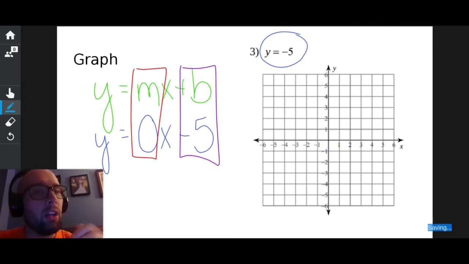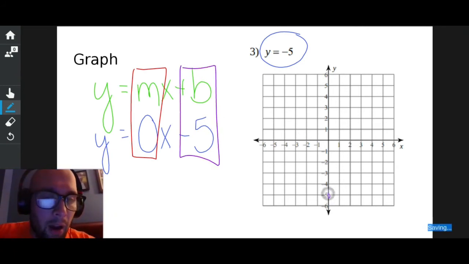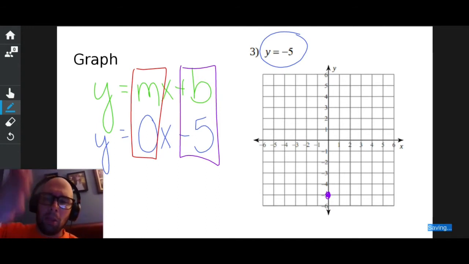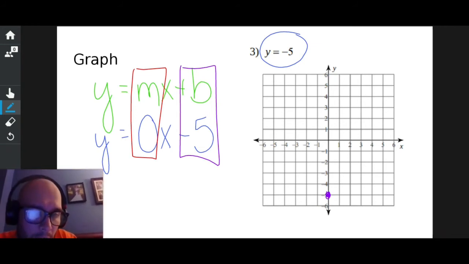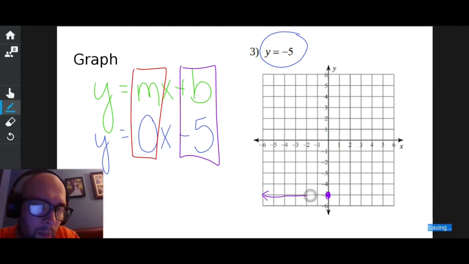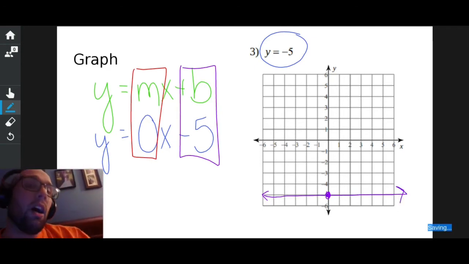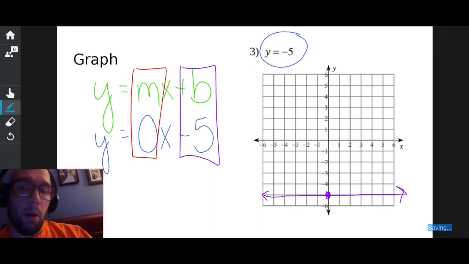So let's start at the easy part. Let's start at negative 5. If the slope is 0, what does that mean? Does that mean my line goes up and down or left to right? If the slope is 0, that's a perfectly flat line. If the line is straight up and down, the slope is undefined. Up and down is undefined.